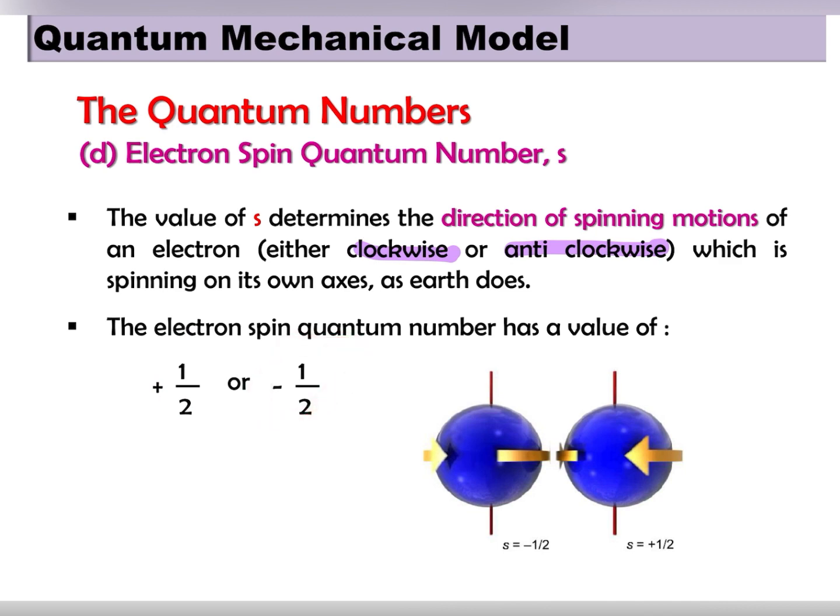So kamu tak boleh just tulis 1/2. Begini salah. Kamu mesti tulis positive half ataupun negative half, sebab dia menandakan clockwise and also anti-clockwise begini.